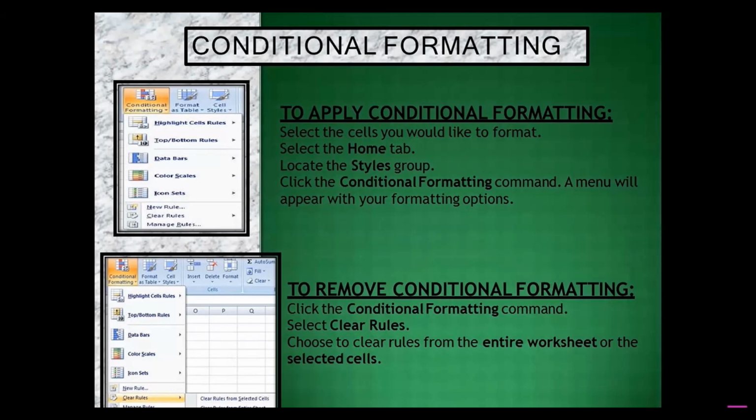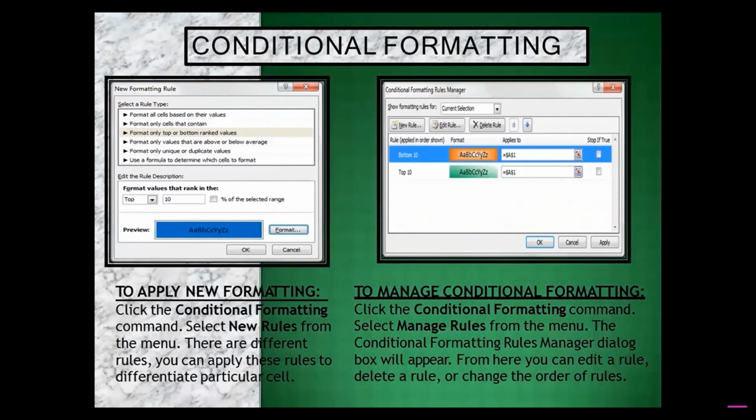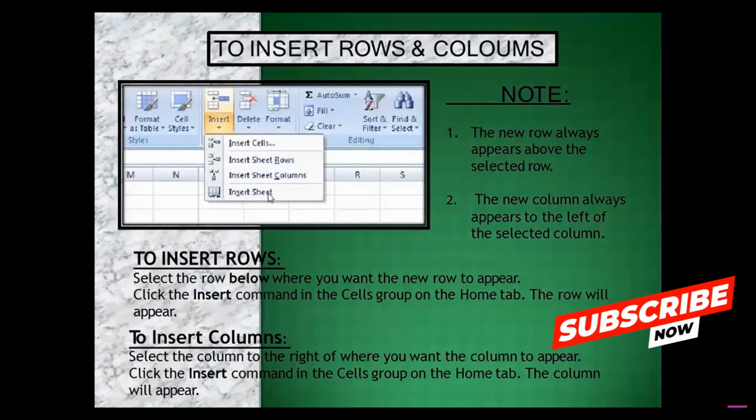In which tab is conditional formatting available? Conditional formatting is available in the Home tab, in the Styles group. In the Styles group, you can go to the conditional formatting command and remove the conditional formatting when we clear the rules. This removes the conditional formatting. Apply new formatting: there are different commands available, like top, bottom, unique, duplicate values, top 10 values, top/bottom values. You can use these.